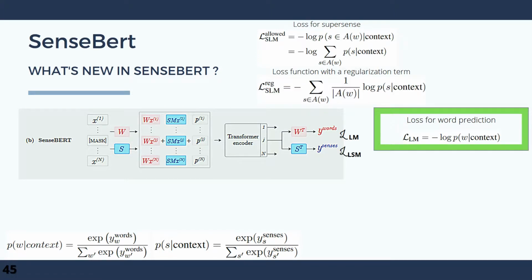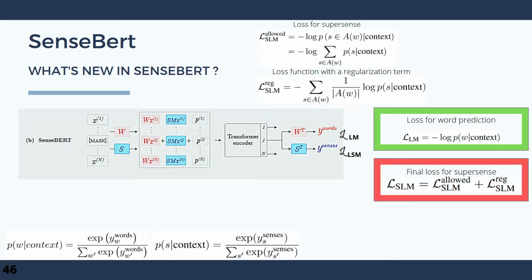As L allowed SLM pushes the network in the right direction, minimizing the loss could result in the network becoming overconfident in predicting a strict subset of the allowed subsenses for a given word, a collapse of the prediction distribution. This is why SenseBERT added a regularization term. It will avoid the other probabilities collapsing. The loss with the regularization term is minus the sum of 1 divided by the number of supersenses multiplied by log of the probability of S given context for every supersense S. So the final loss would be the loss allowed plus the loss with the regularization.